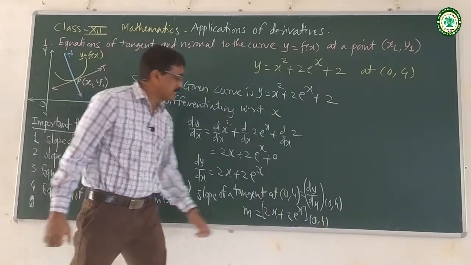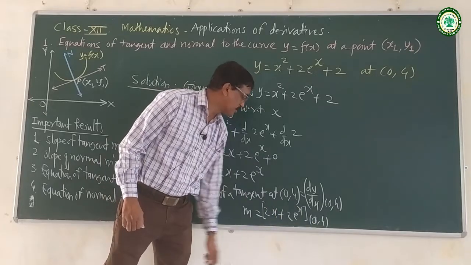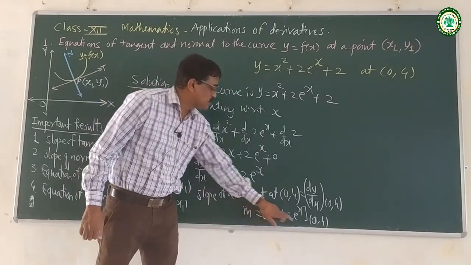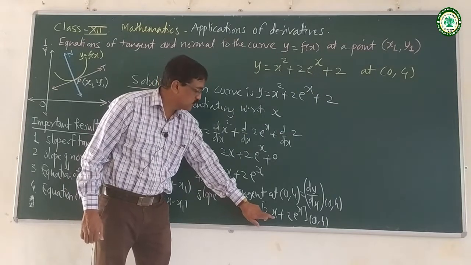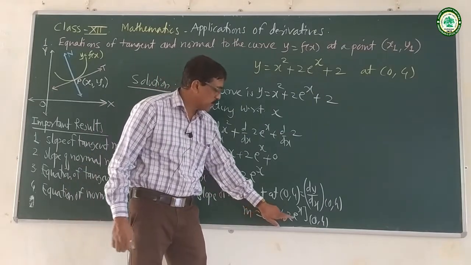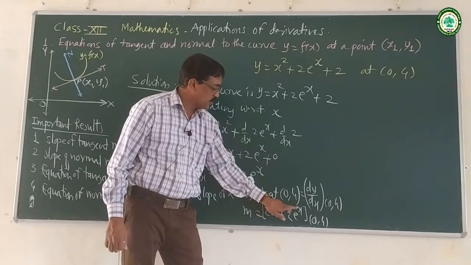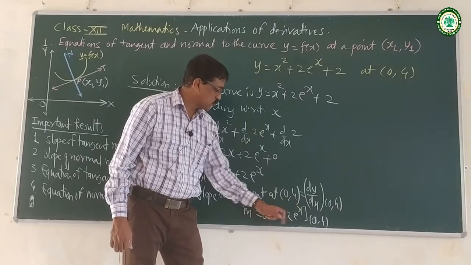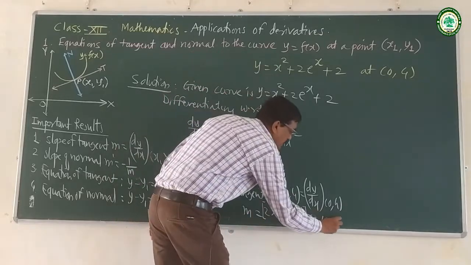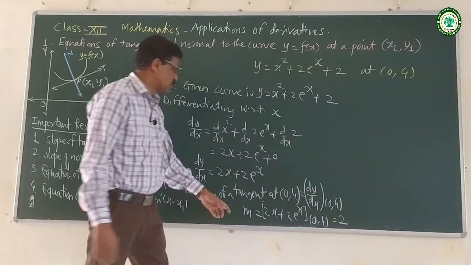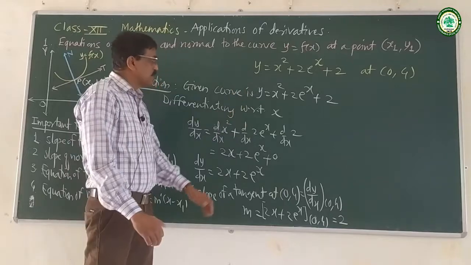So take value of x to be 0 and y to be 4. There is only x in the slope, so take x is equal to 0. So what happens? 2 into 0 it is 0 plus 2 into e raised to 0, e raised to 0 it is 1, 2 into 1 it is 2. So 0 plus 2 is equal to 2. So m is equal to 2. So slope of tangent is 2.